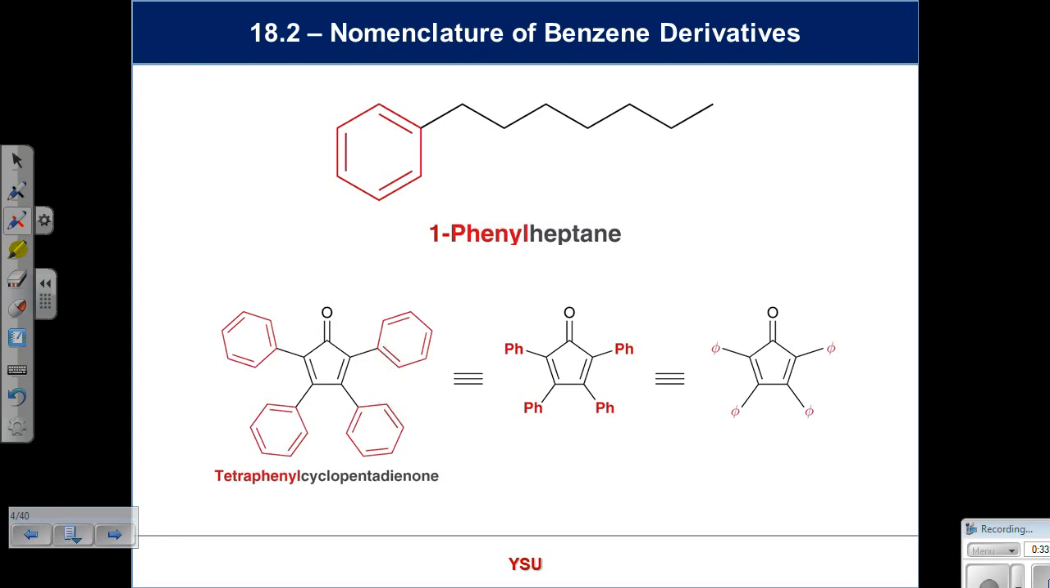In this example here, let's say this part over here becomes really, really complicated, and you're going to have a hard time naming it as a benzene derivative. Then we've used phenyl, not phenol, phenyl. That tells you have a benzene type radical attached to something else. I've seen this type of notation. I don't use this myself, but if you see it, this is what it means.